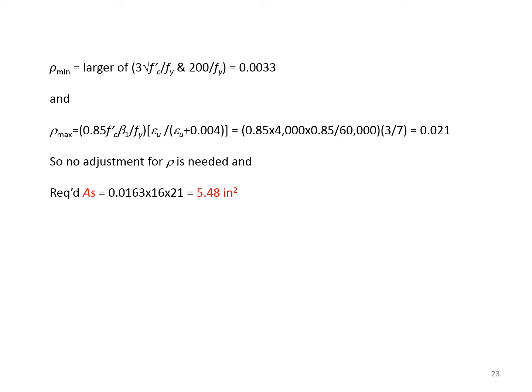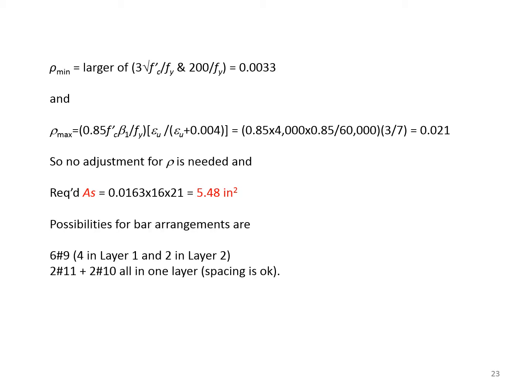Let's check rho minimum. Rho minimum is 0.0033. And rho maximum, even though it is not required, but we compute it, and is 0.021. So no adjustment for rho is needed. Our rho is between the minimum and maximum. Required area of steel, therefore, is 0.0163, which is the rho, times b, which is 16, and d, which is 21. And remember, this was our preliminary assumption for d. But at this stage, the required area of steel is 5.48 square inches.